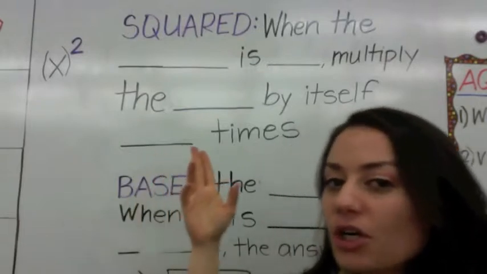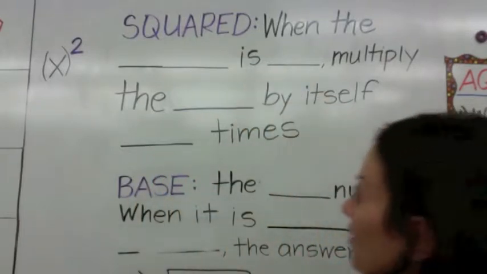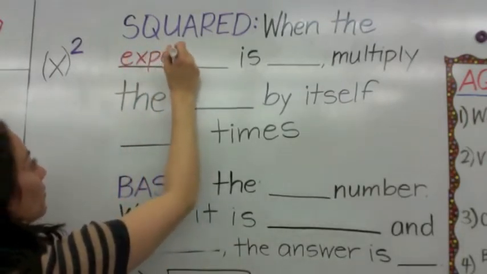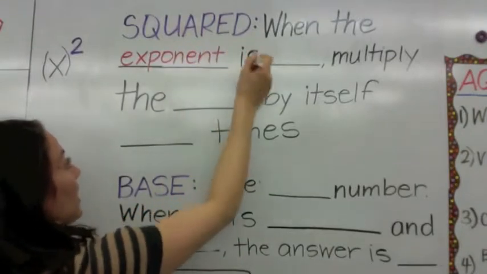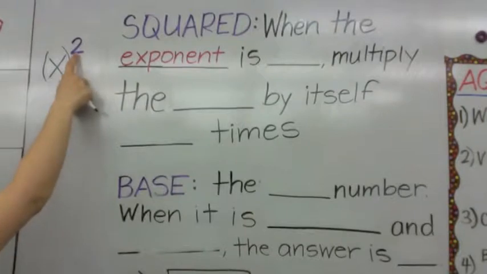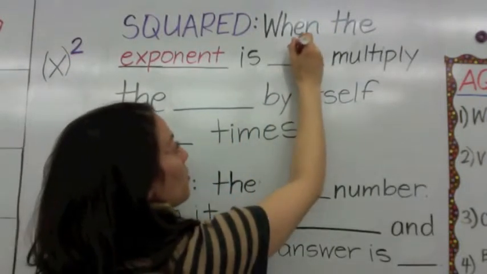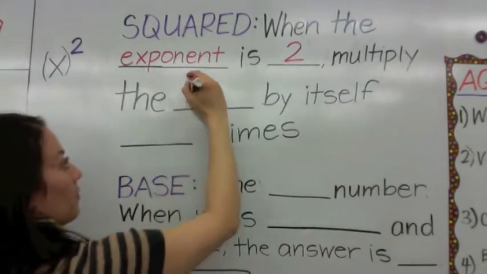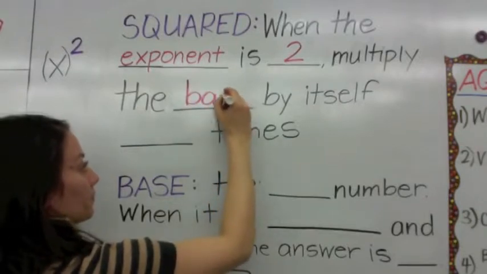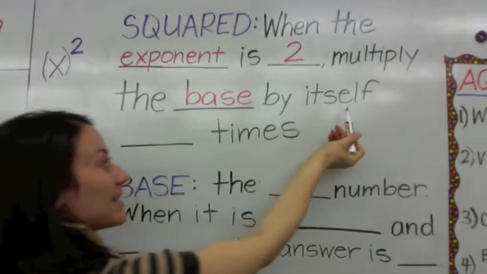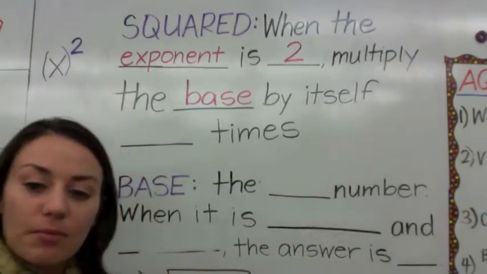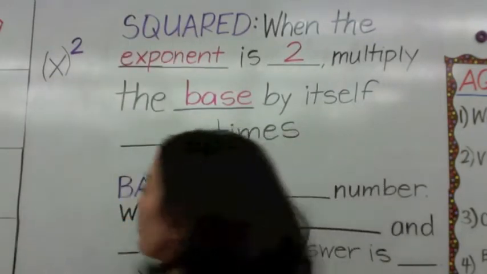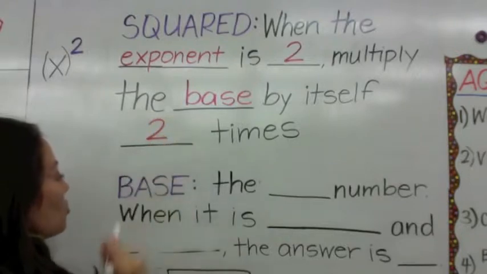Okay, so we're going to write it. It says squared. We're going to write exponent, which is the little number. When the exponent is, what is the number here? The exponent is a little 2. When the exponent is 2, that means that you're going to multiply the base by itself. How many times do you think you're going to multiply the base by itself? How many times will you multiply x by itself? 2 times. Okay, 2 times.